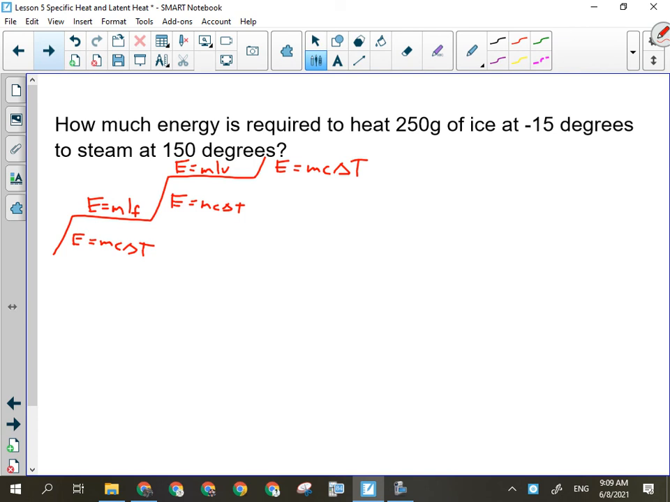Okay, next step is to identify how many steps there are going to be in this problem. It could be anywhere from 1 to 5. This one's going to be how many steps? 5. Yeah. I'm going to start with ice at minus 15, so that would be right here, and I'm going to steam at 150, which would be the very top. Not all questions are going to have 5 steps. Sometimes you might be asked how much energy is required to take liquid water from 80 degrees to steam at 110. That would only have 3 steps.